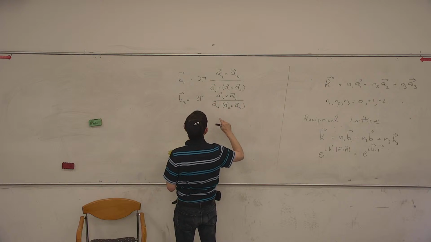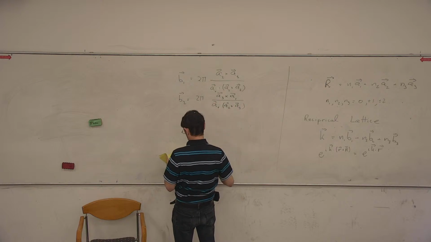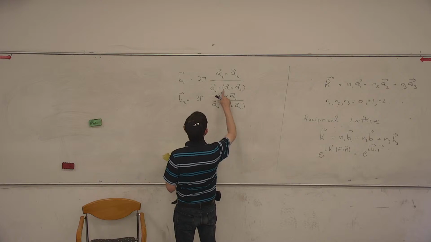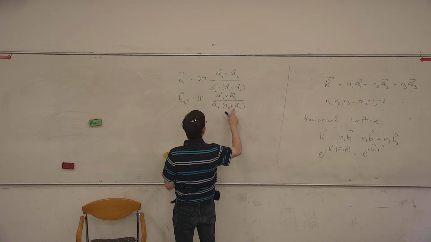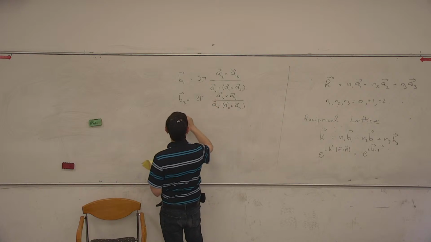A2 and b2 in the bottom. Shouldn't it be a1 dot a2 cross product? No, the first one, b1. No, b2. B2? The denominator. Same thing. Yeah.